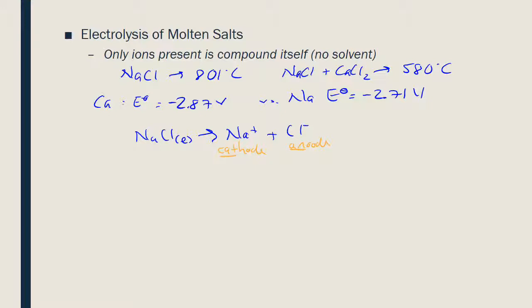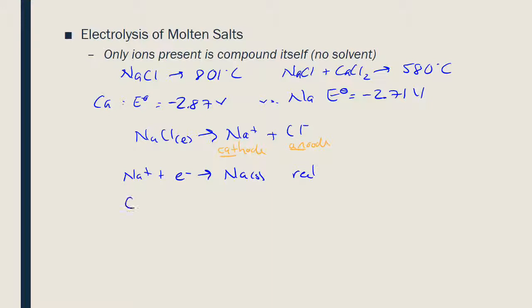Sodium is going to go to your cathode. The cathode is where reduction occurs because it's a cation, so it's going to accept electrons from the cathode, and it's going to create solid sodium. So it is being reduced.